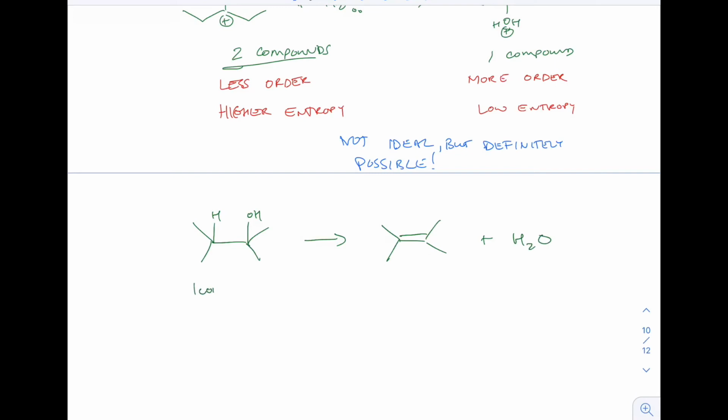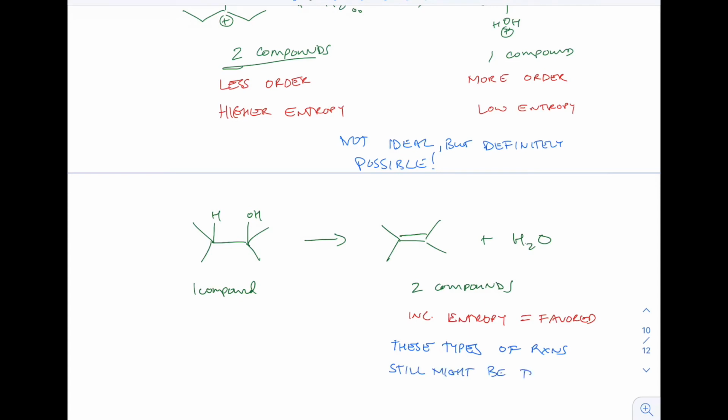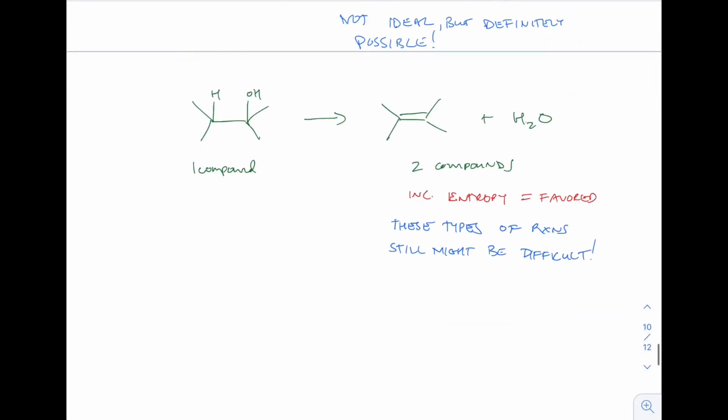Well, we got an alcohol. We've seen this before, right? And so we went from an alcohol to an alkene, and we have one compound going to two. This increases the entropy, and therefore it is favored because we have two products on the right and one on the left. Okay, so these types of reactions are still, even though they're favored, they still might be difficult to drive forward. Okay, and so again, it just depends on the other conditions. Okay, that's pretty much it for thermodynamics.